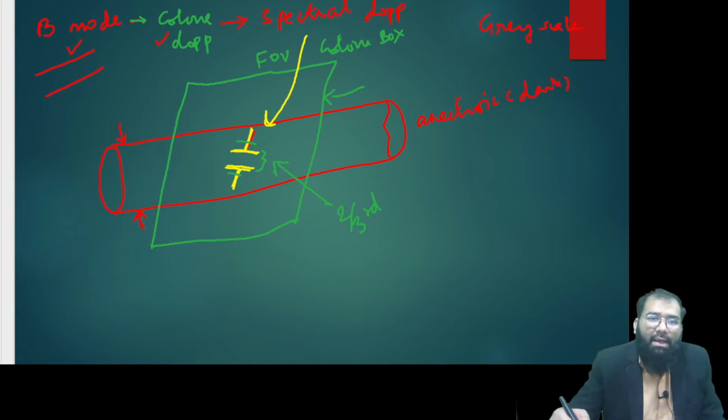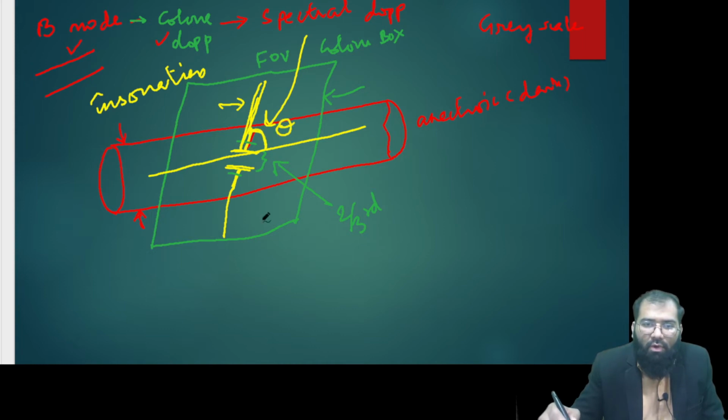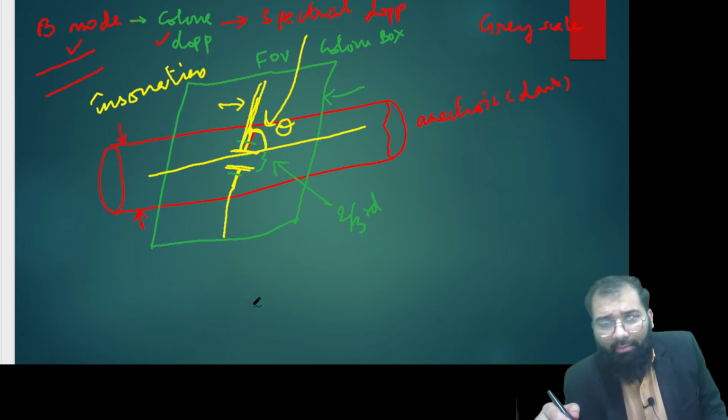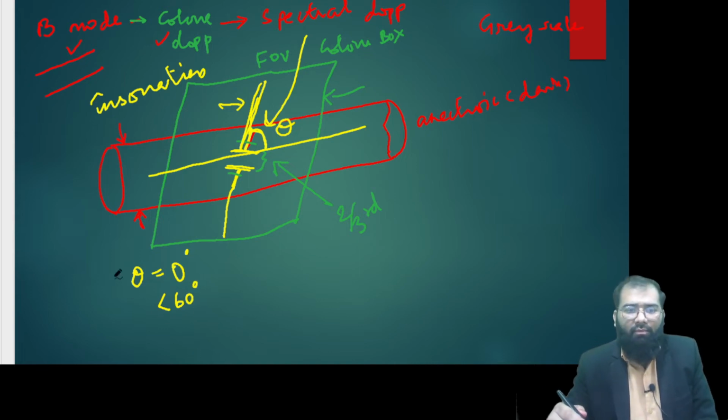Now if you see this angle, there are two things. One is the flow of blood, and the other is the angle along the symbol. This is the angle of insonation. This angle is formed between the flow and the insonation. Now very important, to get the most accurate values on Doppler, remember that this theta has to be 0, or at least we have to try to keep theta less than 60 degrees. Okay, very important.